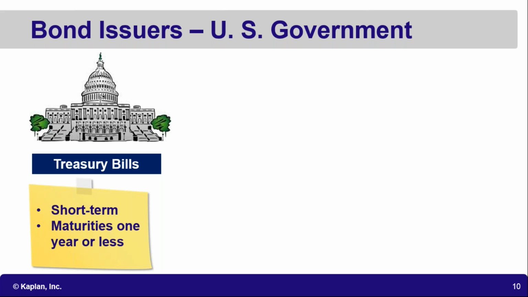Now, these are 1 year or less maturities. They sell them in weeks. You have a 4-week T-bill you can purchase. There's a 13-week T-bill, there's a 26-week, and there's also a 52-week. So they're 1 year or less, very short maturities.